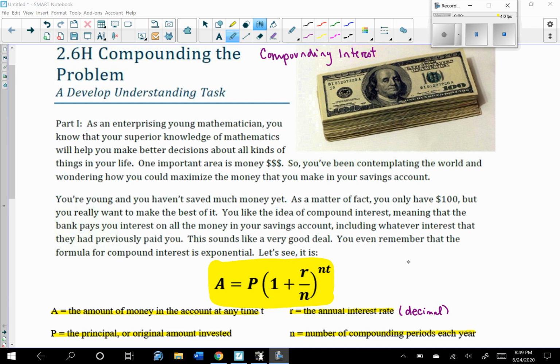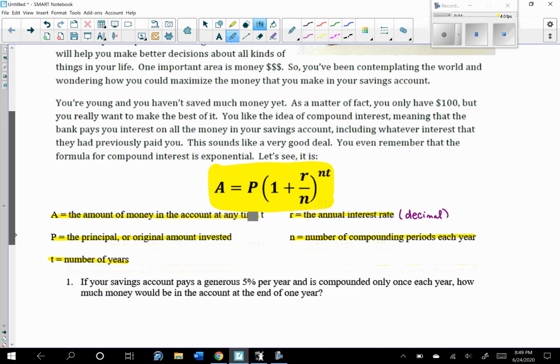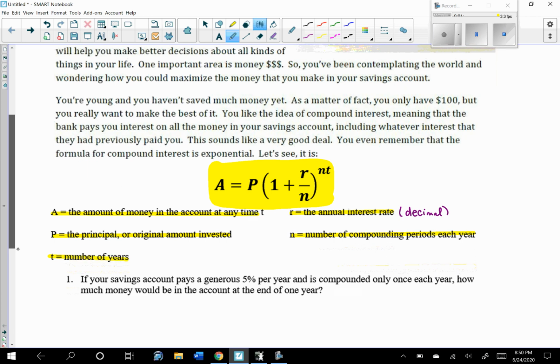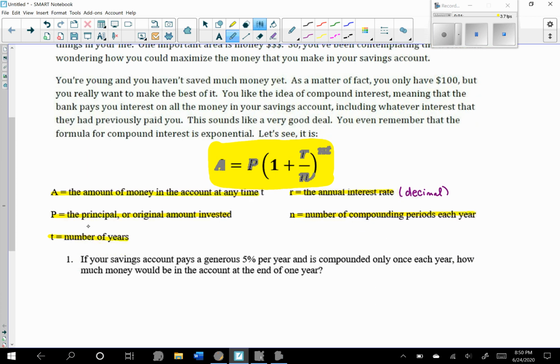Let's see, it is A equals P times (1 plus R over N) to the NT power. So A stands for the amount of money in the account at time T. P is the principal or original amount you invested. T is the number of years. R is the annual interest rate, and we use a decimal. And N stands for the number of compounding periods per each year.